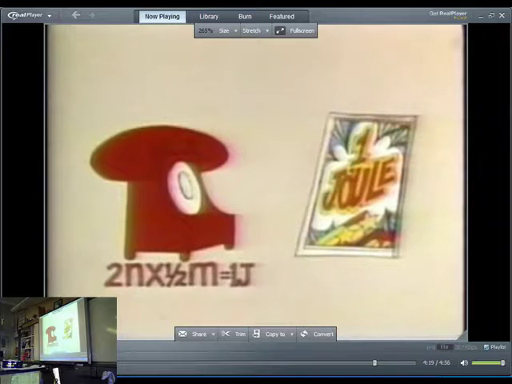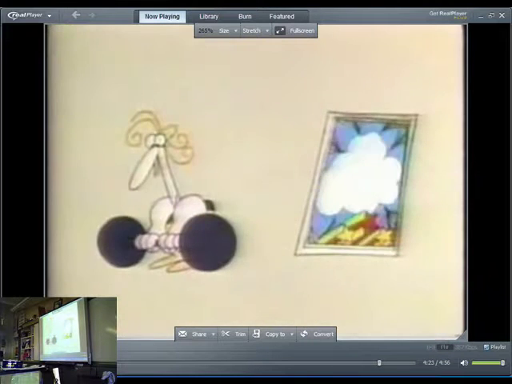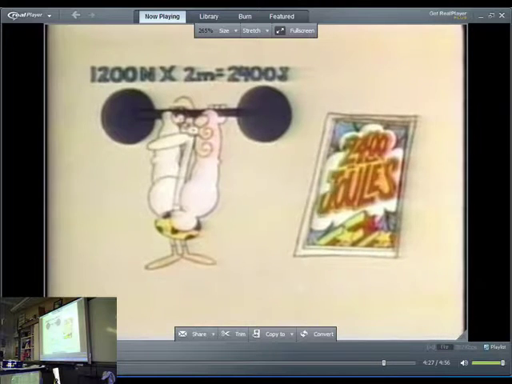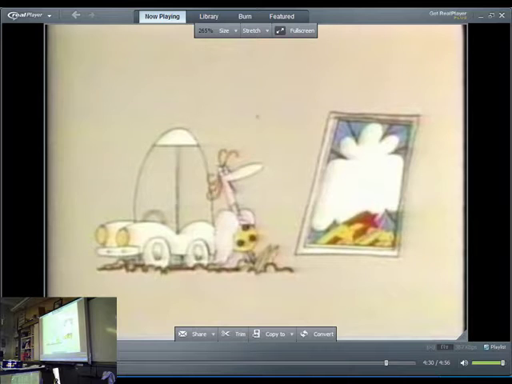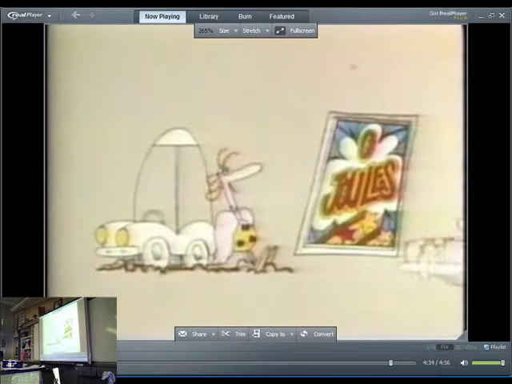So the clown did 1 joule of work when he lifted the telephone receiver. And the strong man did 2,400 joules of work when he lifted the barbell. But of course, when he tries to move his car, it's a different story. He does 0 joules of work.